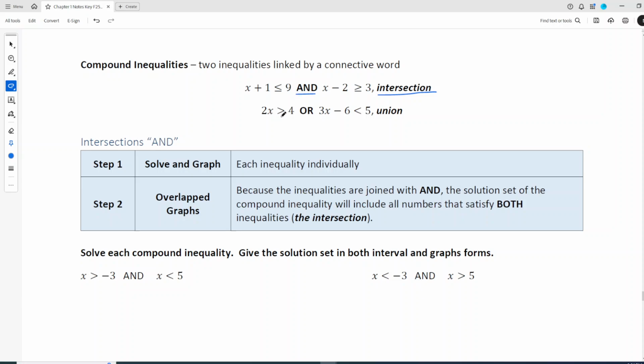Or you'll have 2x > 4 or 3x - 6 < 5, a union, right? So we're going to have two inequalities linked by a connective word, and this is called a compound inequality. So the first thing we're going to look at is intersections. We're just going to look at compound inequalities with the word "and."